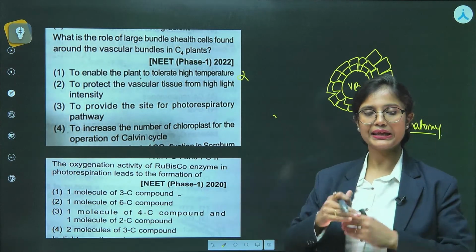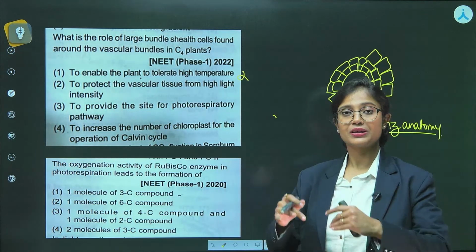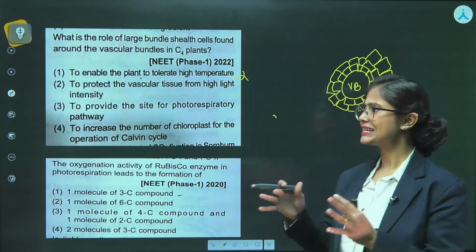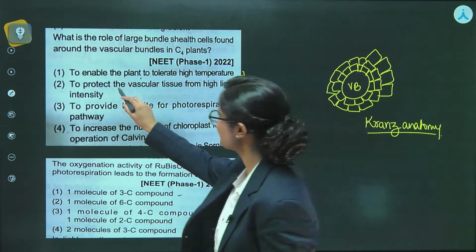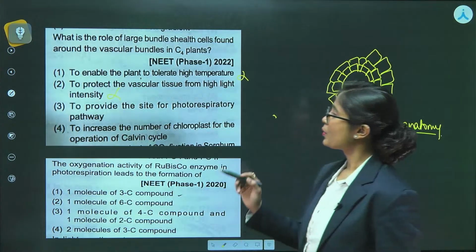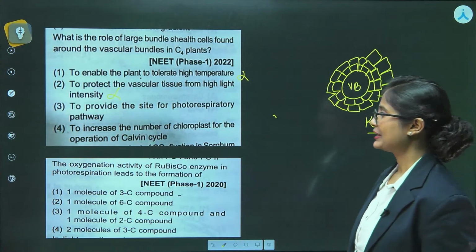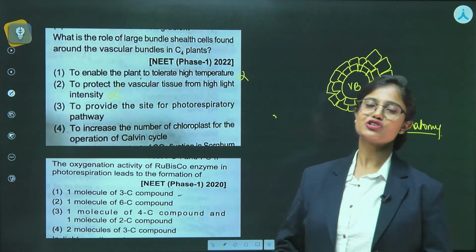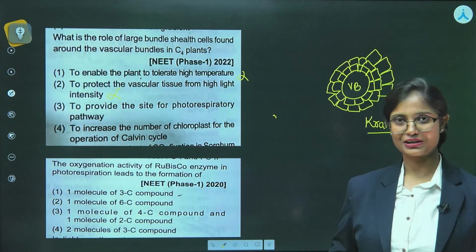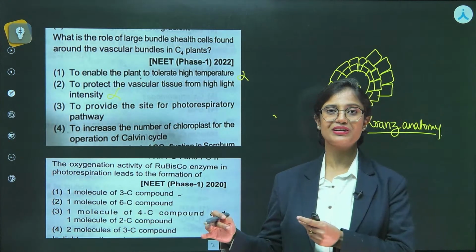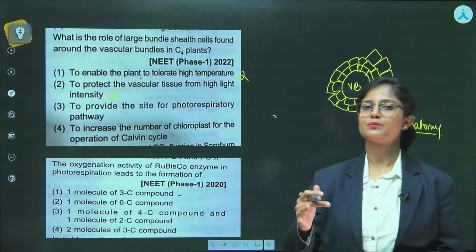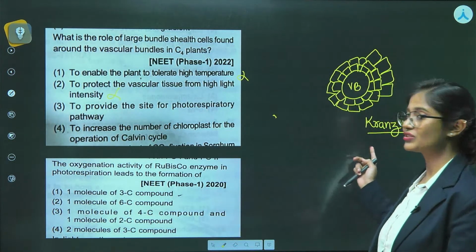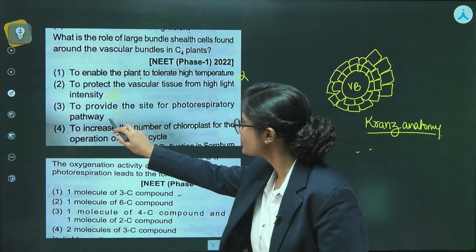Next one is, to protect the vascular tissue from high light intensity. Vascular tissue already embedded है in between the mesophyll cells, तो वहाँ पे light intensity से protect करने के लिए bundle sheath cell का नहीं requirement है. Third one is, to provide the site for photorespiratory pathway. Again, bundle sheath cell में कोई भी photorespiration जैसी चीज़ नहीं होती है, because photorespiration requires three different organelles which are chloroplast, mitochondria and peroxisome, but bundle sheath is not involved. So third option भी incorrect हो गया.